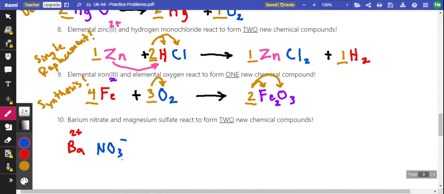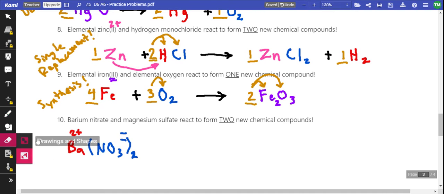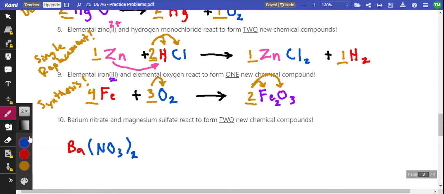I would need that there twice. So this whole thing is going to be there twice. So I put parentheses around it, put a little 2 down there to say the whole NO3 thing is there twice. That means I've got 2 of those little negative charges to cancel with this positive 2 charge. So that is now canceled out and happy. That's my barium nitrate.